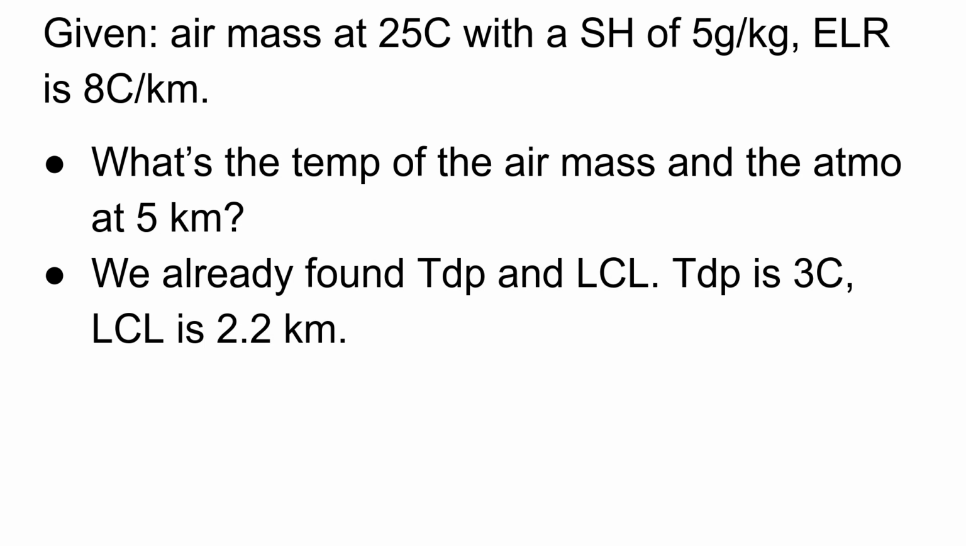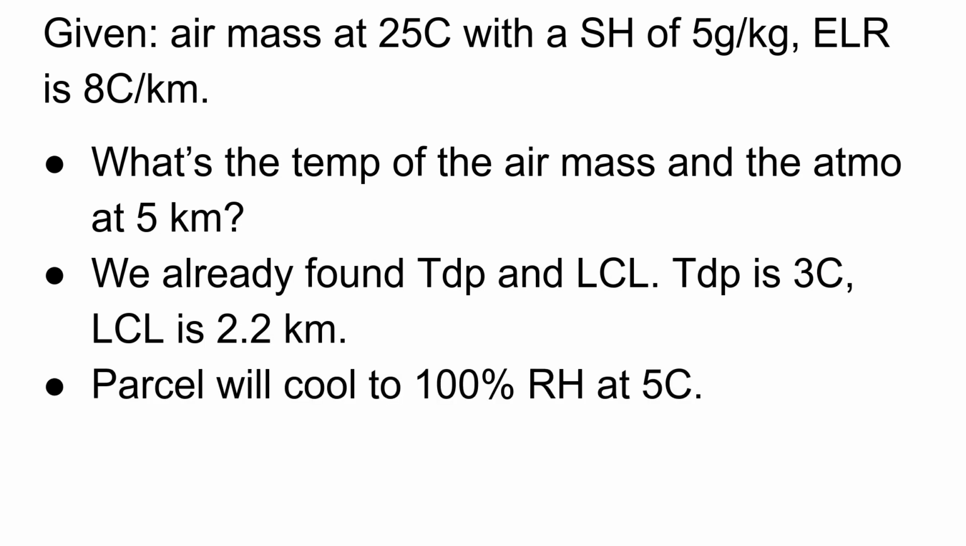The temperature of the parcel is a little trickier. So we know what the temperature of the parcel is at 2.2 kilometers, and that's 3 Celsius. We know that the parcel has a specific humidity of 5 grams. We know then that dew point is 3 Celsius because we looked it up on the chart of maximum specific humidity. So to cool from 25 Celsius down to 3 Celsius, it has to rise 2.2 kilometers. So at 2.2 kilometers, it's going to have a temperature of 3 Celsius. But then what do we do from 2.2 to 5 kilometers, right?